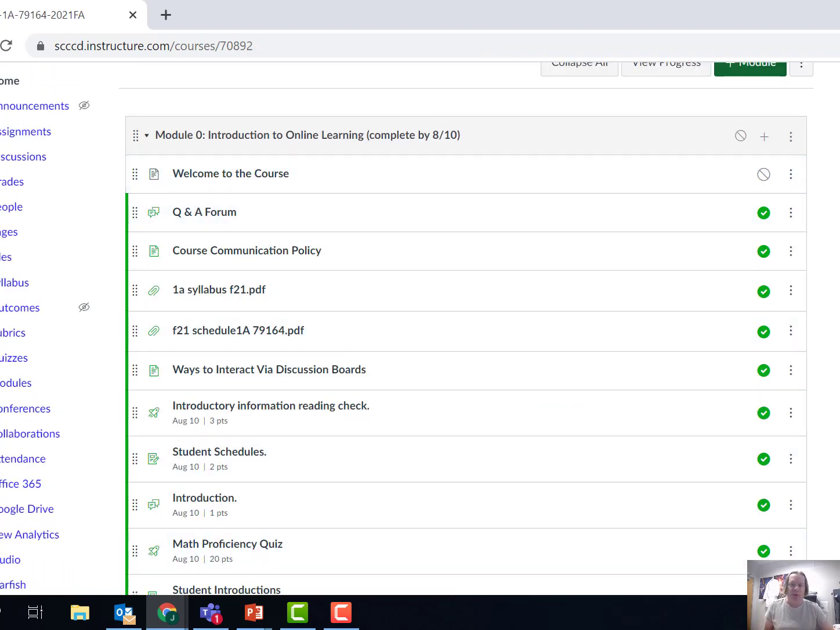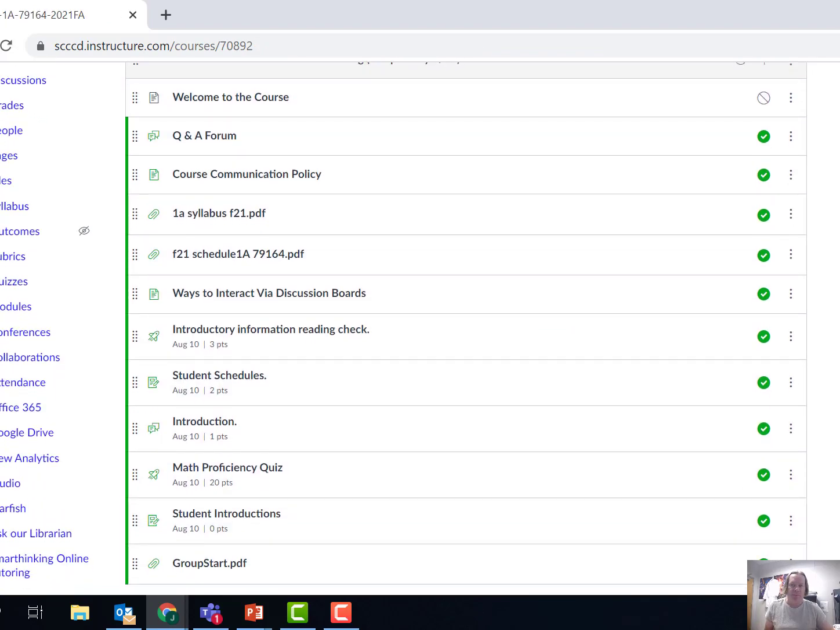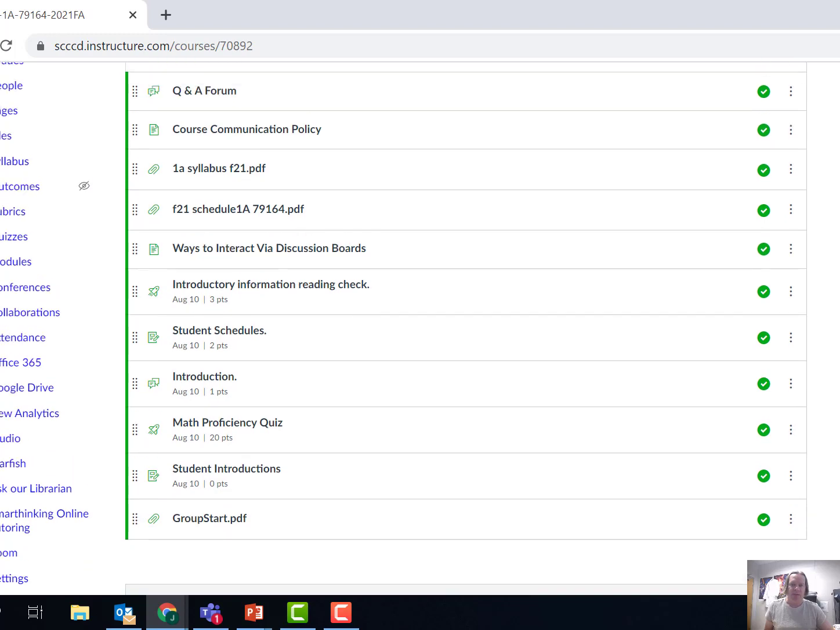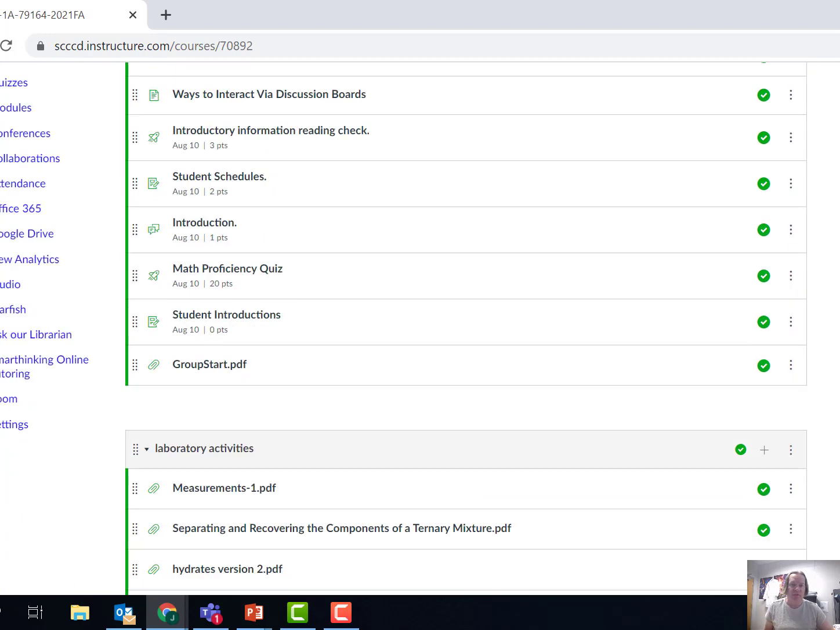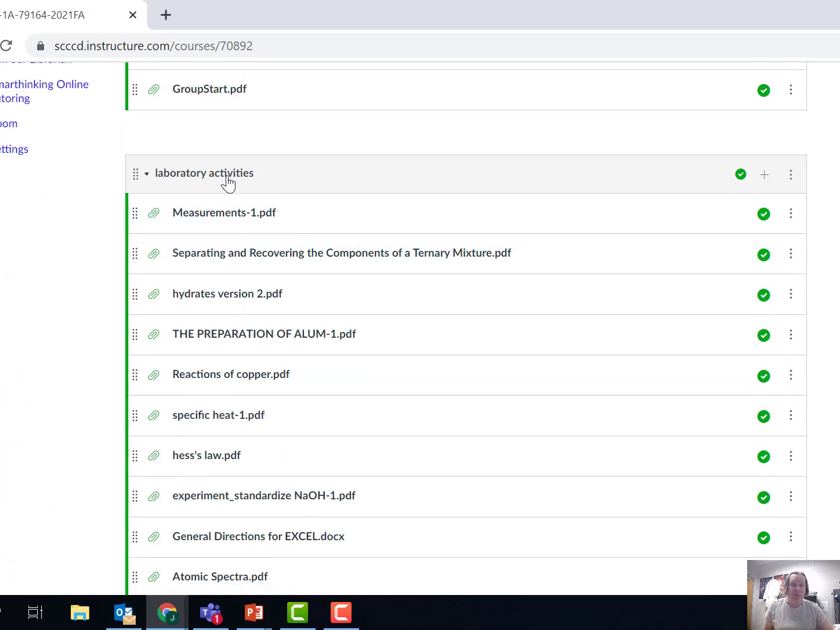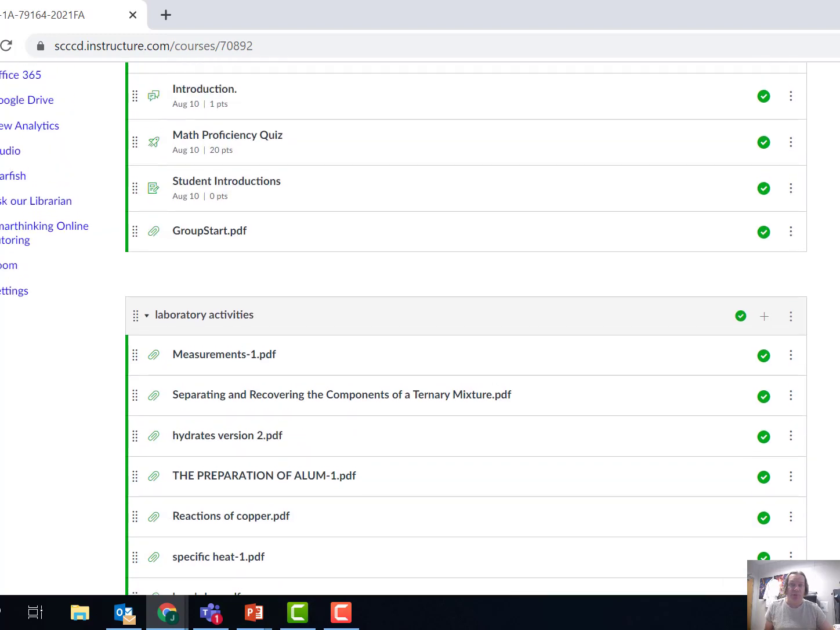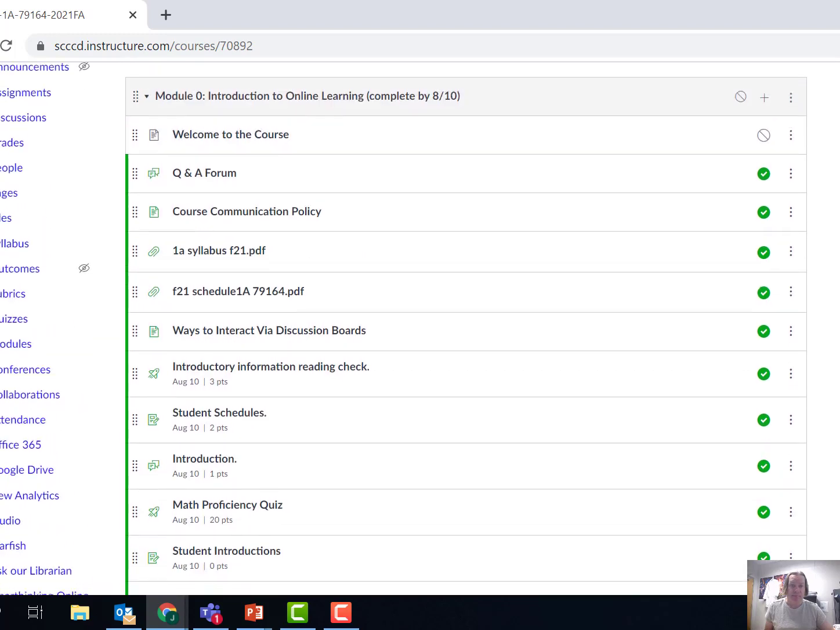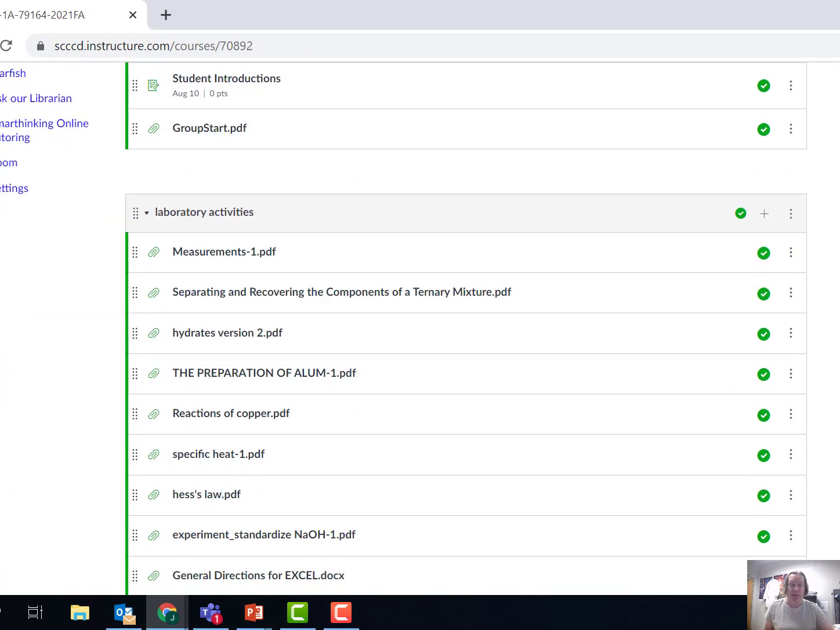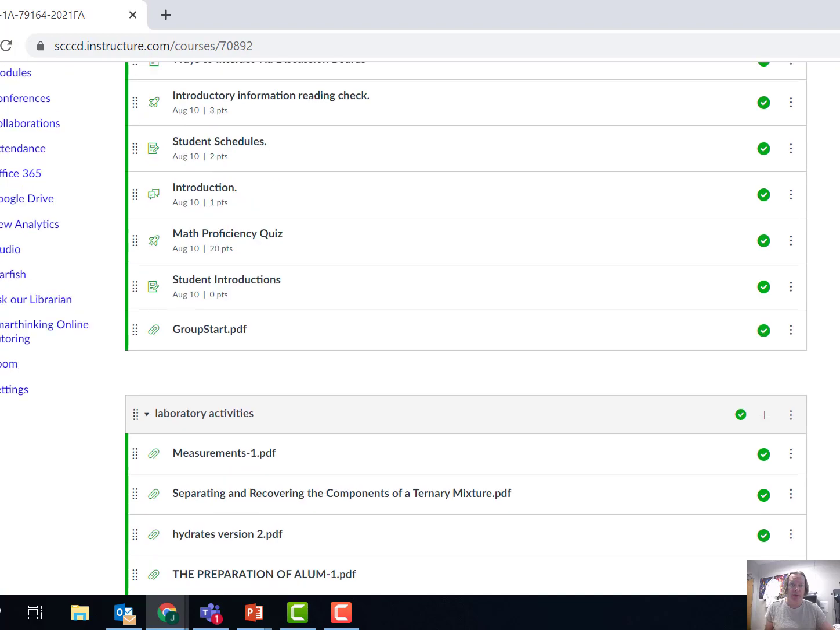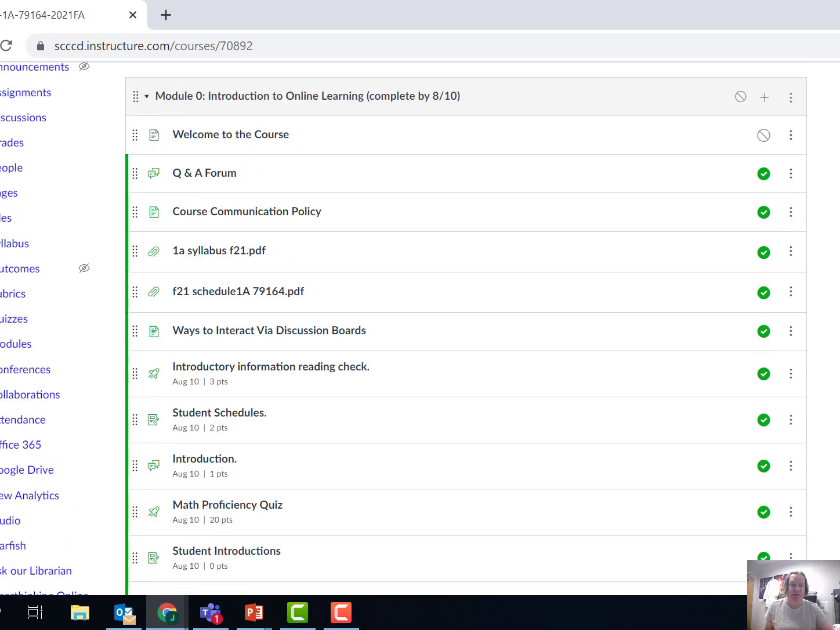So we basically went through module 0, okay? And you saw, this is the stuff that you'll want to have done before the first day of class. And actually I misspoke there. The laboratory activities are all in their own separate module, so you'll want to be able to get to that and look at the schedule to see which lab you are working on. So that's the second thing.